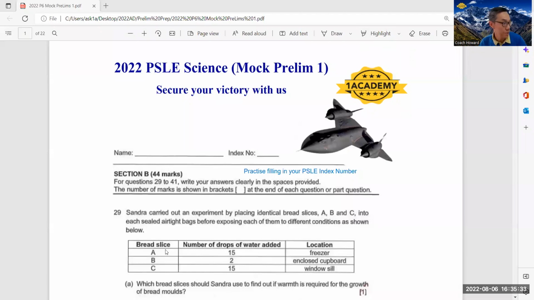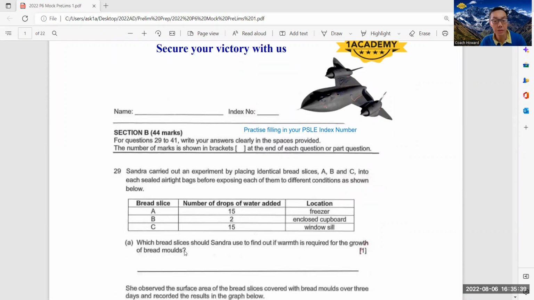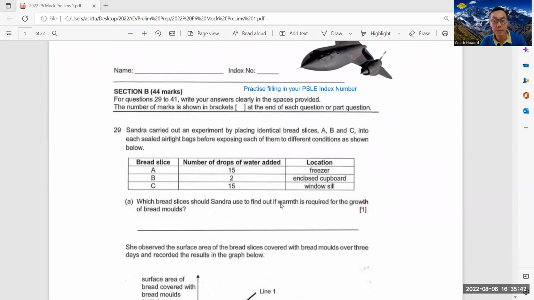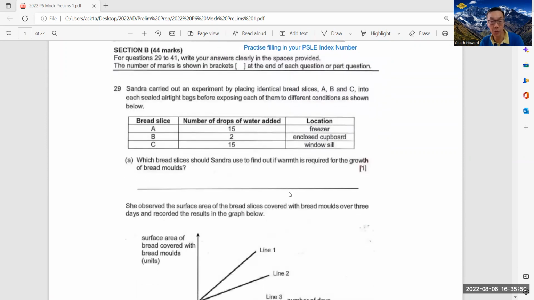Okay, let's analyze this question, which is actually the preparation for your coming prelim. So there are 3 slices of bread, and these are the conditions given. Which bread should Sandra use to find out if warmth is required for the growth of bread mold? The answer is quite simple, right? So it's A and C, correct? So you just put A and C.